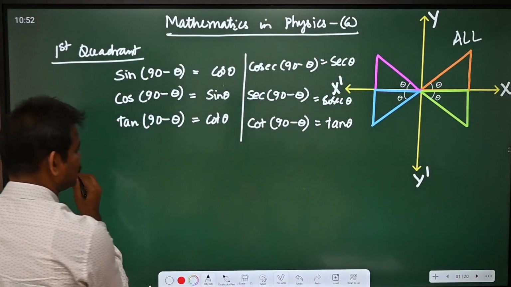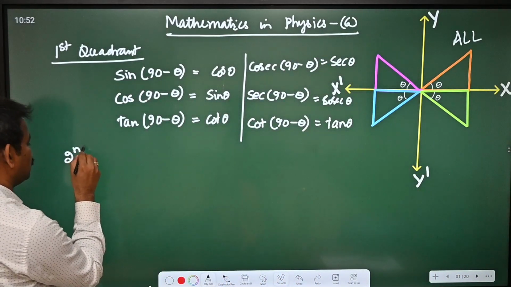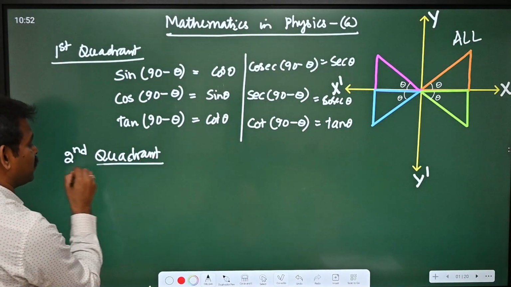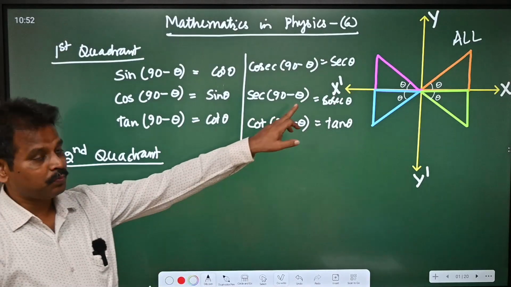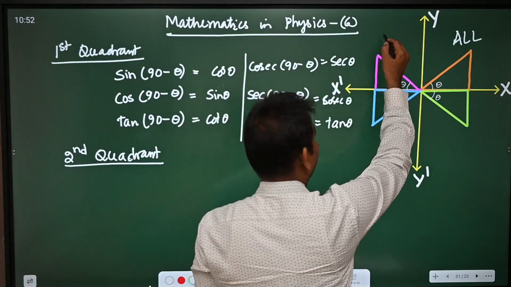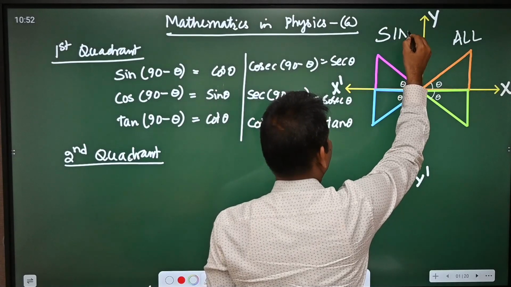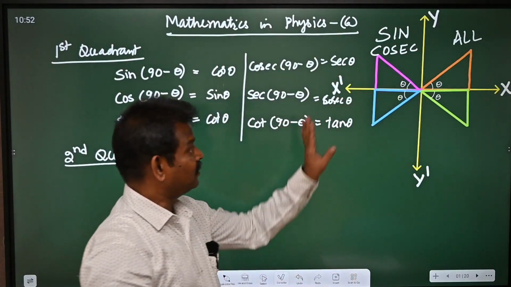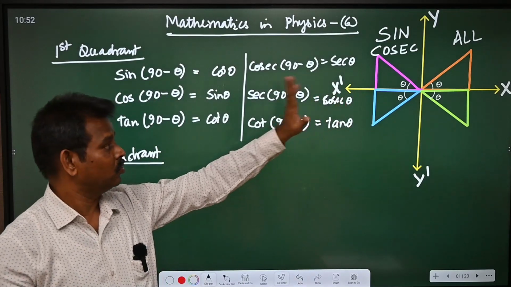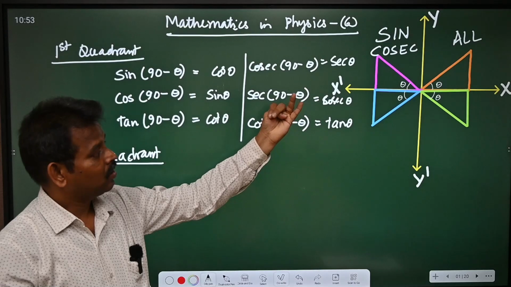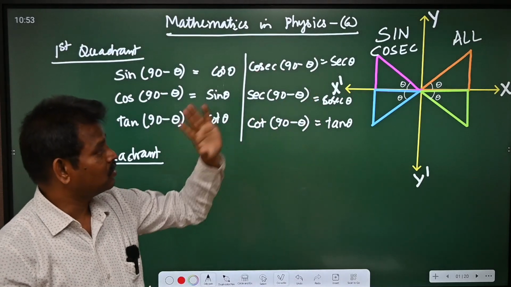But the problem lies in the second quadrant. When students are solving problems, in the second quadrant they are making mistakes. Be careful. Which trigonometric ratios are positive in the second quadrant? And please remember, sine and cosecant are positive. Other than these, all others are negative. All remaining four, that is cos, secant, cot and tan, are negative in the second quadrant.